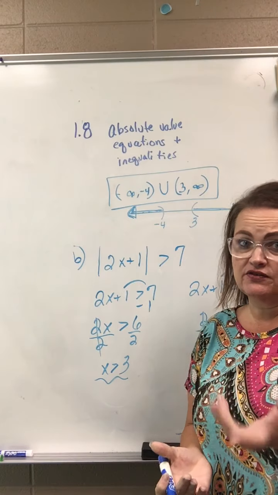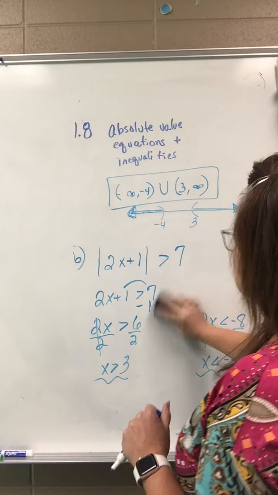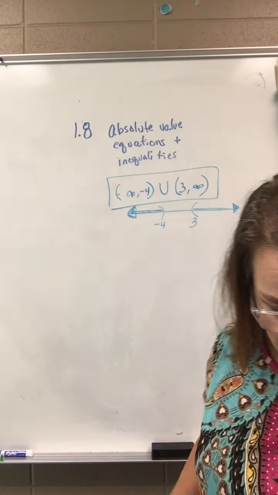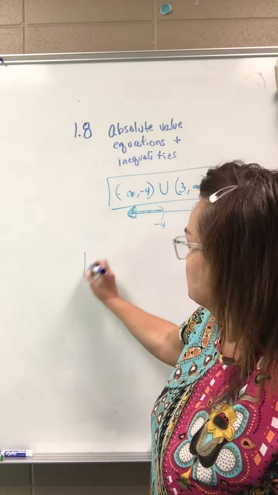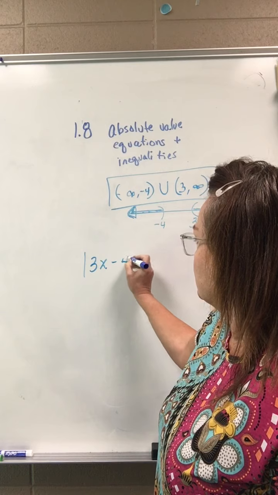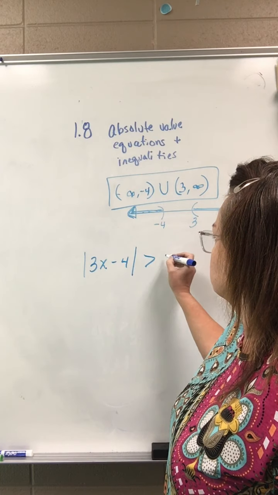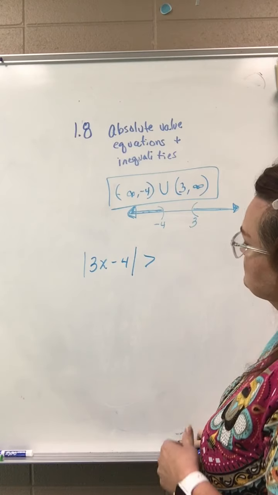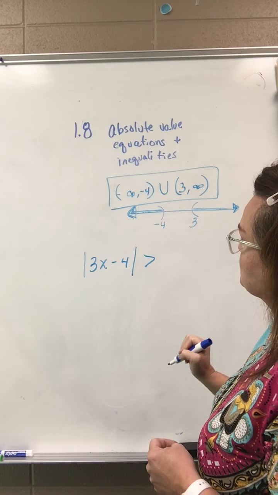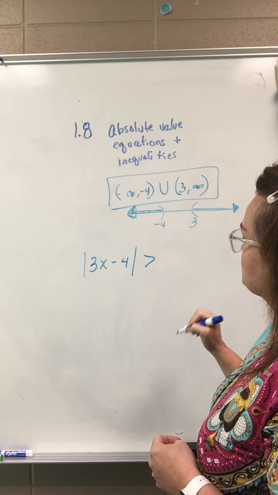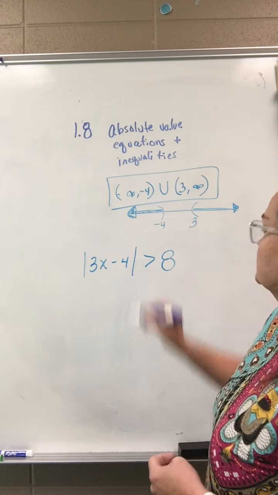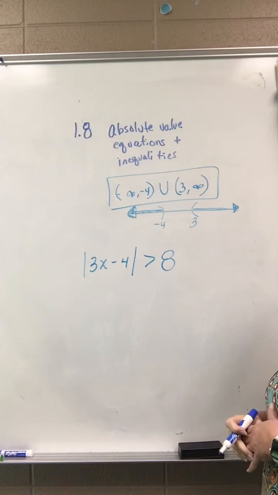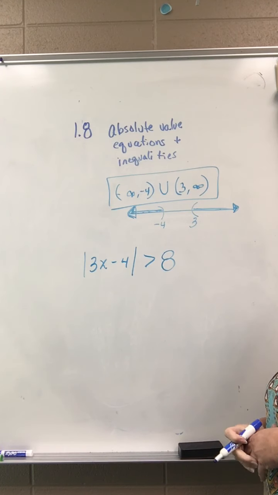Okay, so now I'm going to give you one to practice just like this one. You try. So again, pause the video and do so. Let's do greater than. So your U try is absolute value of 3x minus 4 greater than 8.